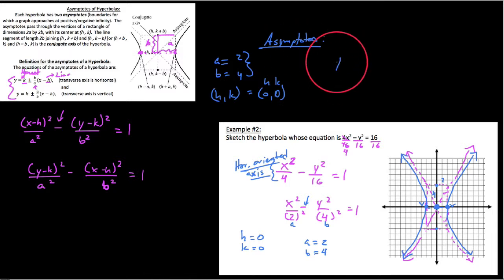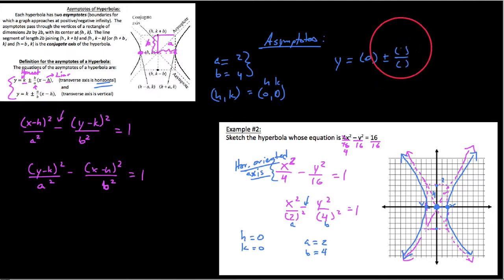So to write the asymptotes here, because this was a transverse axis that was horizontal, we have y equals k plus or minus b over a times x minus h. So essentially, we say k plus or minus. You would think it'd be a over b, but it's b over a, since it's a horizontally oriented transverse axis. And b over a would give us a 4 over 2. And that's the same slope you're seeing here, up 4 over 2. And we say this is times x minus h there. So really the equations of the asymptotes in this case are y equals plus or minus 2x.